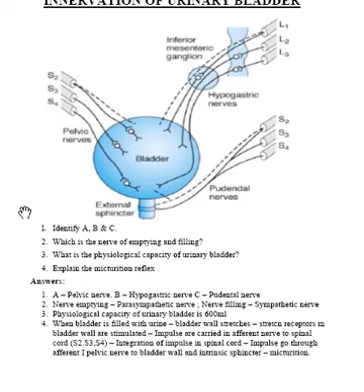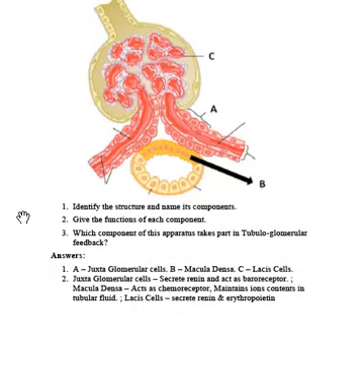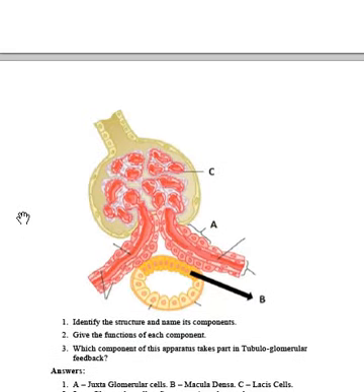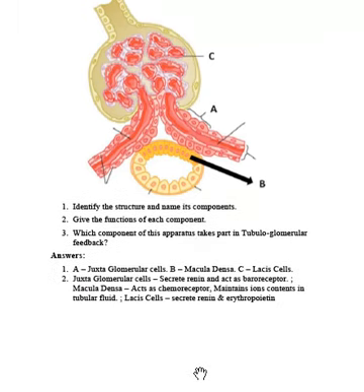Okay, and the next chart is a JG apparatus, isn't it? So identify the structure, name the components and give the function of each component, and which component of the apparatus takes part in the feedback. So here there is a JG apparatus. Here A is the JG cells, B is the macula densa and C is the lacis cells. And so we have to know what the function of each component is.